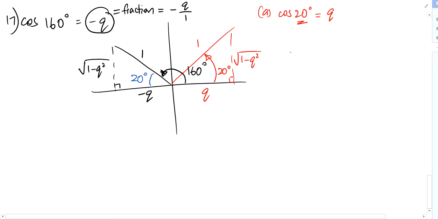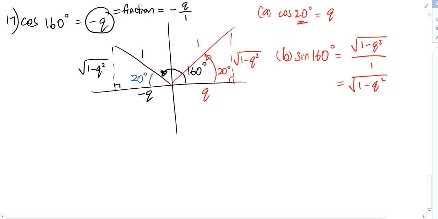Part B. Sine 160 degrees. So sine will be y over r. Y value is root 1 minus q squared over 1. So we have square root 1 minus q squared.